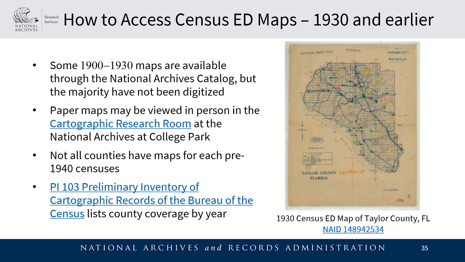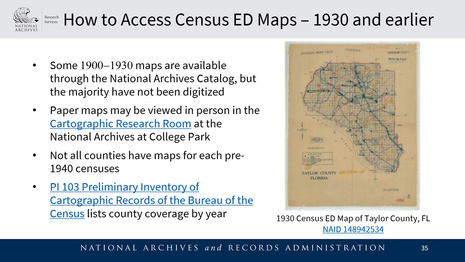Maps from earlier than 1940 have not been systematically digitized. A few are available in the catalog from 1900 to 1930, but the majority of these maps are not. These maps can be requested and viewed in person in our cartographic research room at College Park. Visit the National Archives website and specifically the cartographic branch website for the most up-to-date information about operating hours and status.